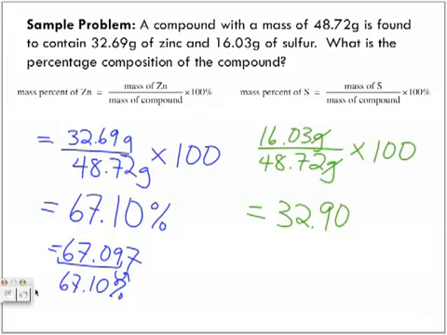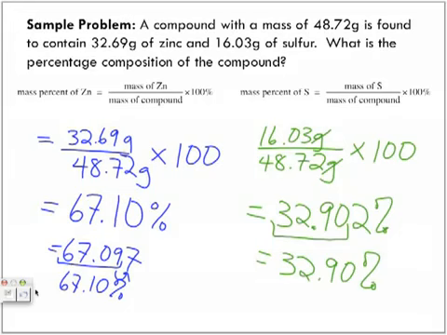32.90. Or 32.902. Okay, we'll do that many. Okay. So we need how many significant digits? 4. So we take those, and we get 32.90%. Okay. So in the end, we have 67.10% zinc, and we have 32.90% of sulfur.